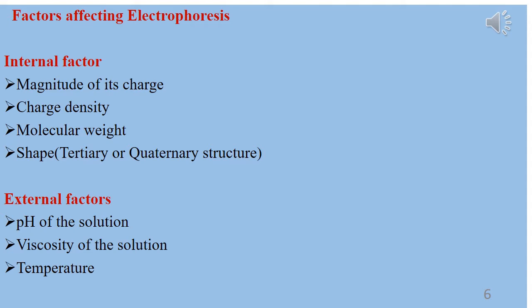Charge: rate of migration increases with increasing net charge. It depends on pH of the solution. Size: rate of migration decreases for larger molecules due to increase in frictional and electrostatic forces. Shape: molecules that have similar size but differ in shape exhibit different migration rates.